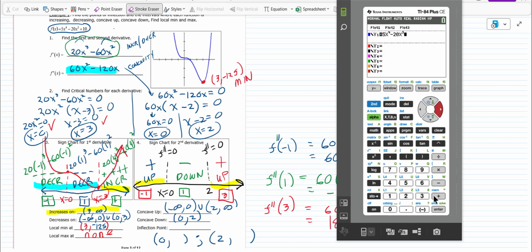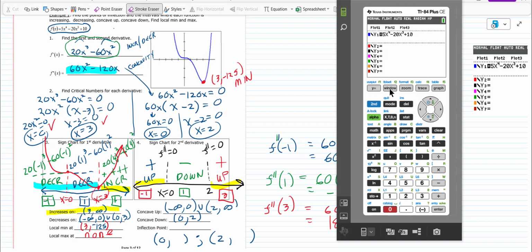And what else? Plus 10. Okay, so I'm just going to do kind of a standard graph. I'm going to go ahead and graph that. For a window, well, let's see, the critical numbers were 0 and 3 and 2. So maybe if we just go like negative 5 to 5, like that.